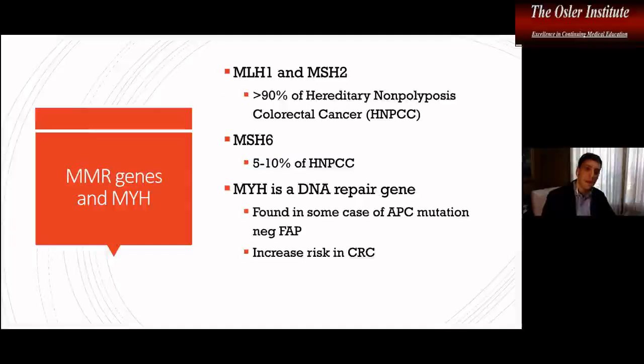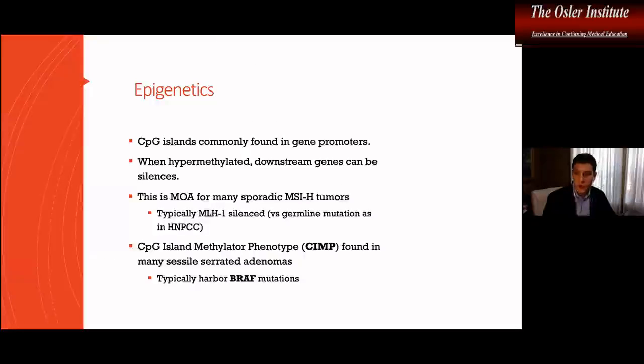So these are some of the MMR genes. So MLH1 and MSH2. These ones are abnormal in about 90% of hereditary non-polyposis colorectal cancer or Lynch syndrome. MSH6 is much less commonly seen in that, 5 to 10%. And MYH is a DNA repair gene. It's found in some cases of APC mutation that are negative for FAP, and they also increase the risk of colorectal cancer. So let's talk about epigenetics too.